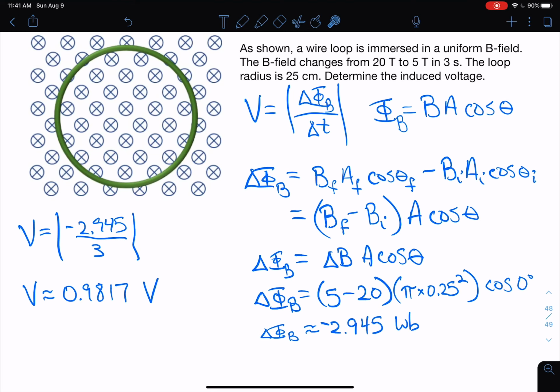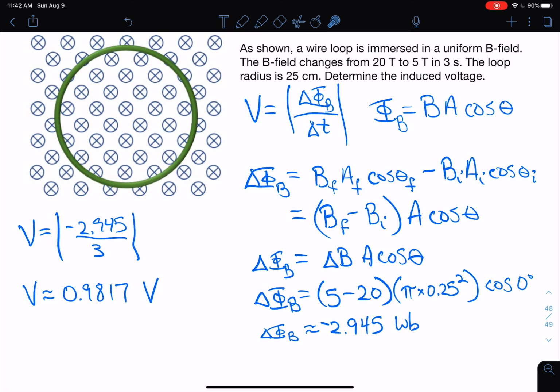In my case, it was the magnetic field that is changing. But of course, it could be, as it is for the problem below, I believe, the area could be changing, or even the angle could be changing, or it could be multiple ones that are changing. Typically, we only deal with only one of them changing, but there's no physical limit to that. Any combination of them changing is allowed. But that's it. This is how you determine the induced voltage.